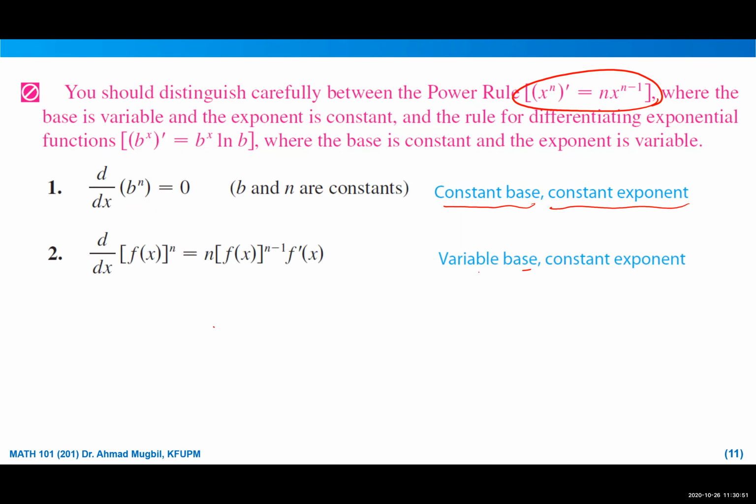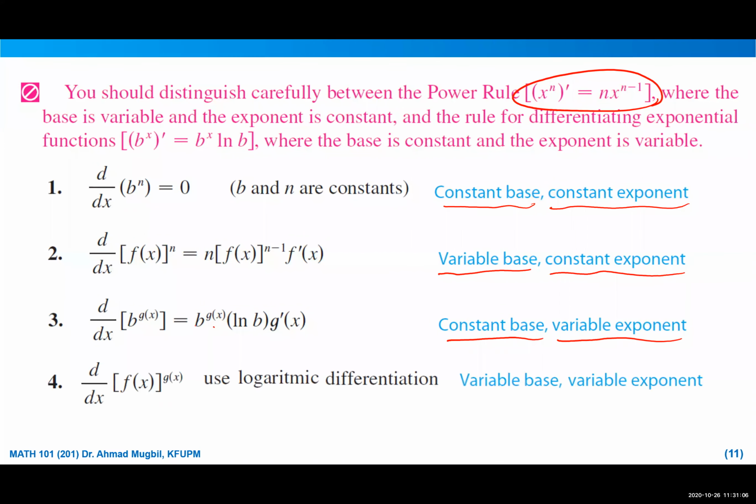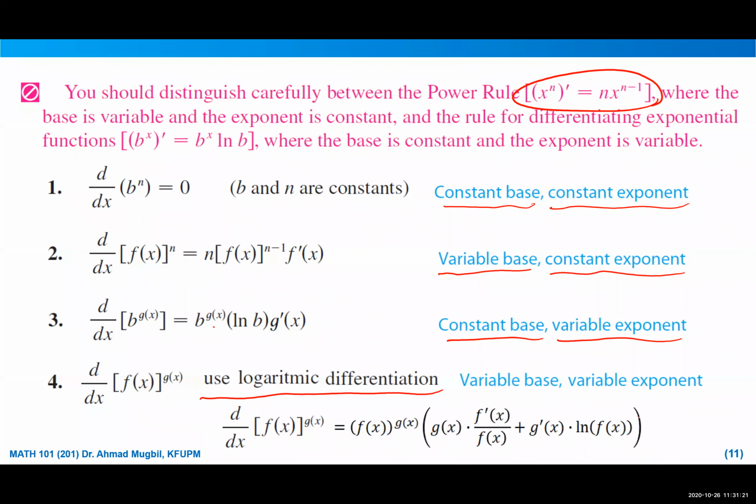When you have a variable base and constant exponent, then the derivative will be using the power rule. When you have constant base and variable exponent, then you will use the exponential rule. And finally, when you have a variable raised to another variable, a function raised to another function, you need to use the logarithmic differentiation. And by the way, if you use the logarithmic differentiation, the derivative will be like this. Here it is. I have put it for you here.